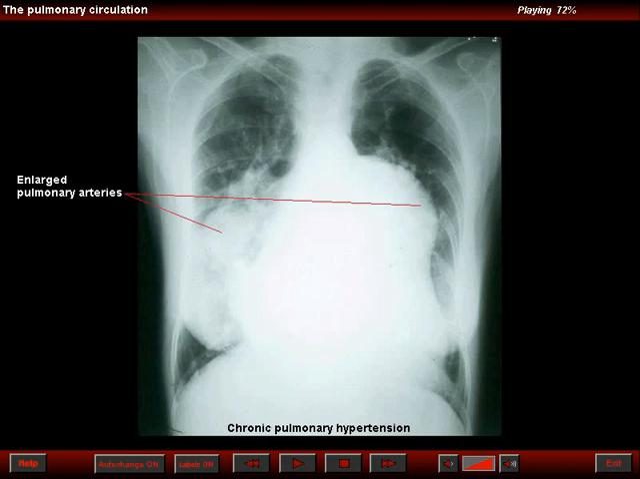the central pulmonary arteries. The periphery of the lungs is oligemic, and this is the pathognomonic sign of precapillary hypertension. Central enlargement of the pulmonary arteries and peripheral attenuation or peripheral oligemia.